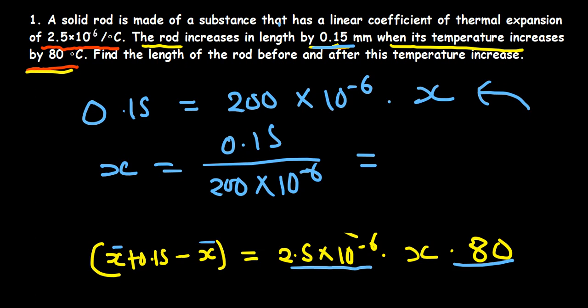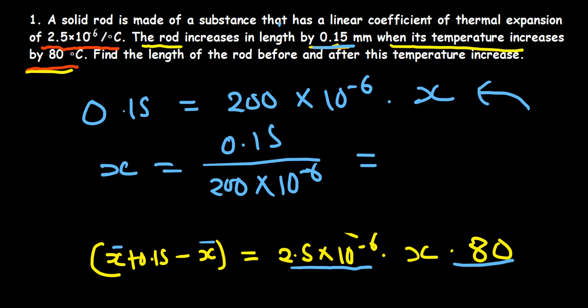We go to our calculator and divide that. Let me write this on the scientific calculator. We have 0.15 divided by 200 multiplied by 10 to the power minus 6.